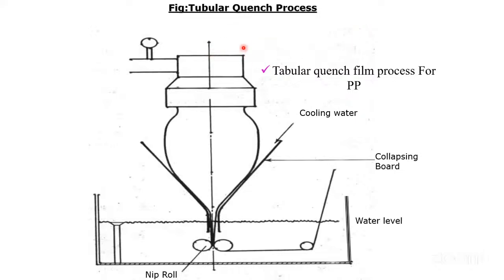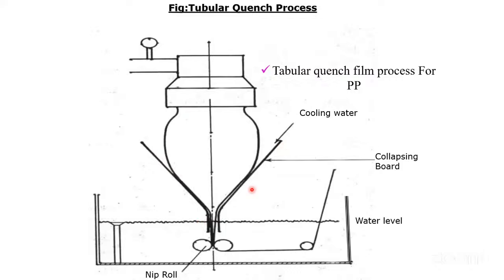Friend, this is a quench process. See how this polypropylene extruder is here. There is a pressure gauge. The die is like this, a round one. It looks like this here, but it's a round one, right? And the material comes out here immediately, in a downward direction.